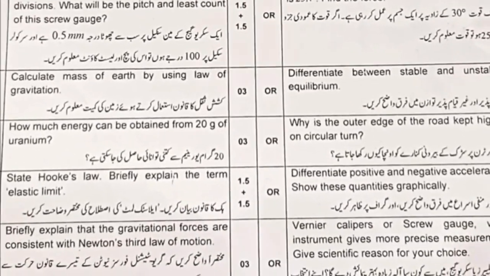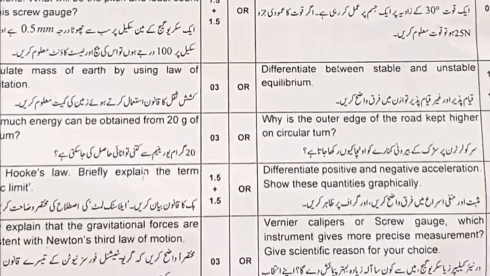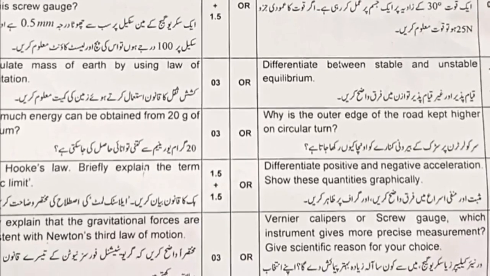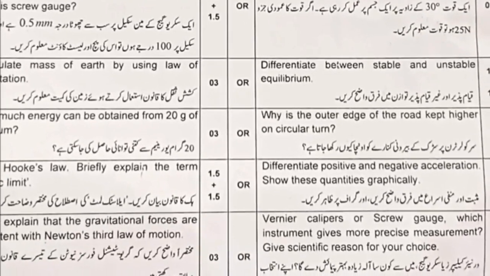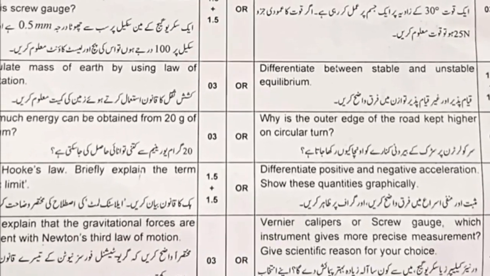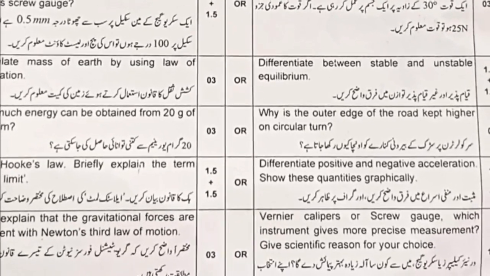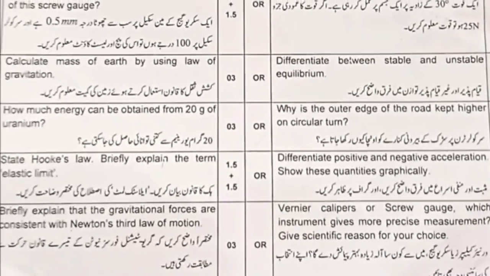The seventh question, second part is, differentiate between stable and unstable equilibrium. Eighth question, second part is, why is the outer edge of the road kept higher on a circular track? The ninth question, second part is, differentiate between positive and negative acceleration.